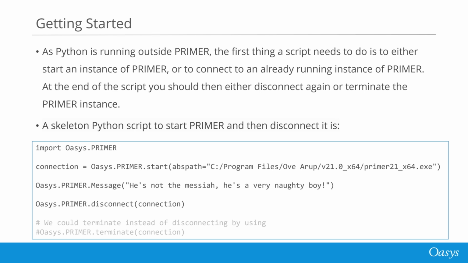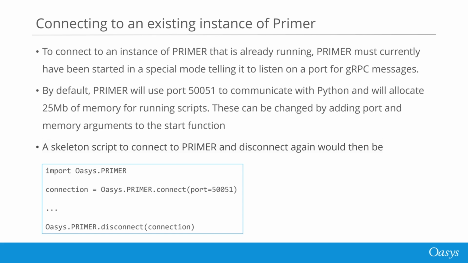To connect to an already running instance of Primer, it must be started in a special mode that enables it to listen on a port for gRPC messages. By default, Primer uses the port 50051 for communication with Python and allocates 25 MB of memory for running scripts. These settings can be adjusted by adding port and memory arguments to the start function.